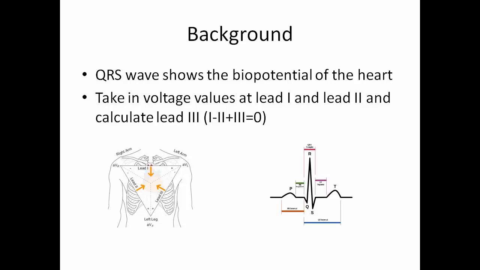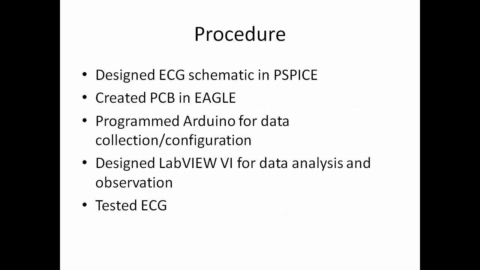The overall goal of an ECG is to show the QRS wave, which is the biopotential of the heart. In this project, we'll be taking in voltages at lead 1 and lead 2, shown on the diagram in the bottom right, and calculating lead 3 and formulating the QRS wave.